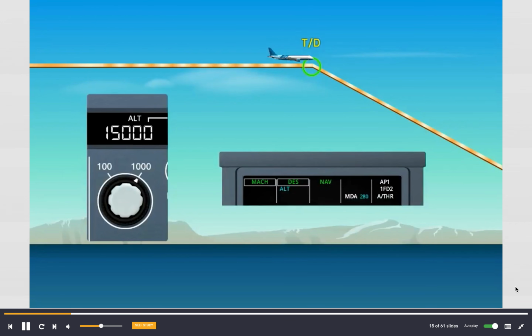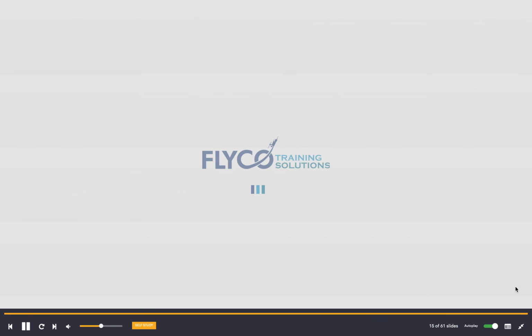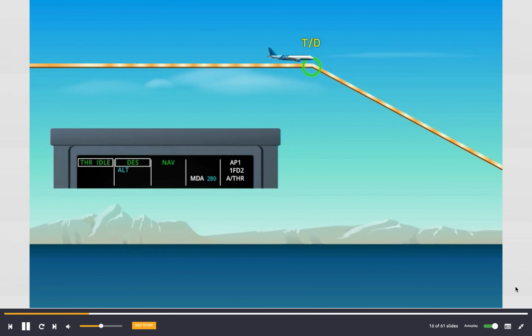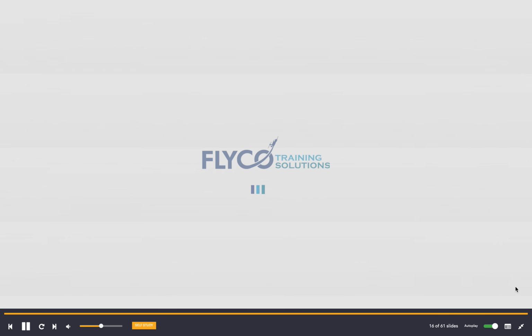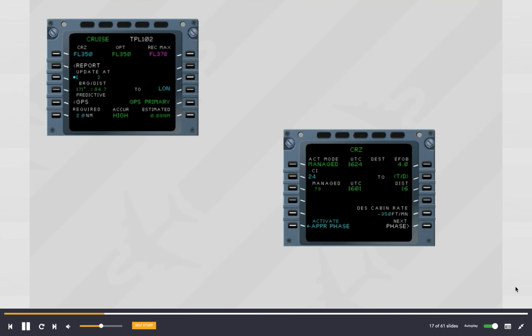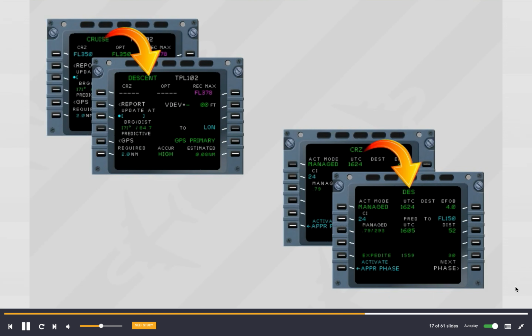The FMA initially displays Mach, followed by thrust idle. Thrust reduces to idle if no repressurization segment is computed. The FMA vertical mode displays descent if managed mode is engaged. Note that managed descent mode is only available with the navigation mode engaged. The progress and performance pages change from cruise to descent.